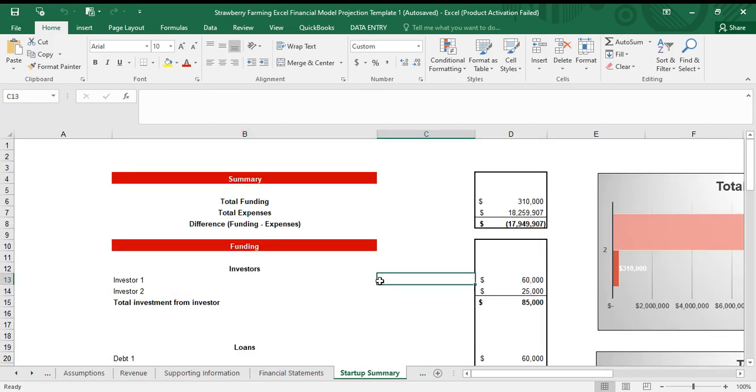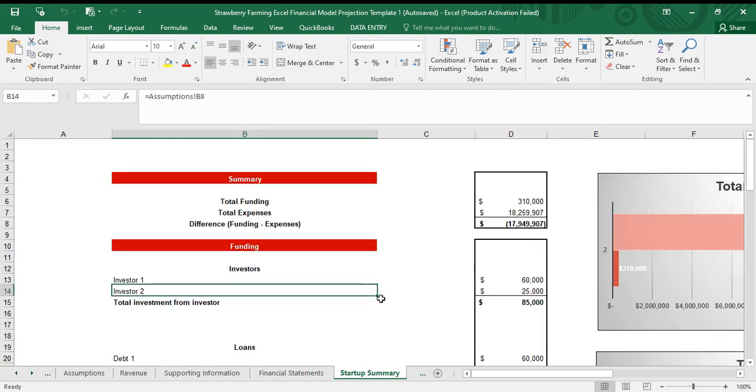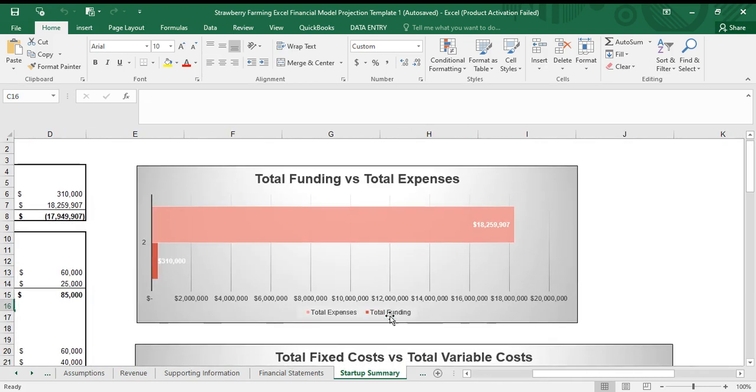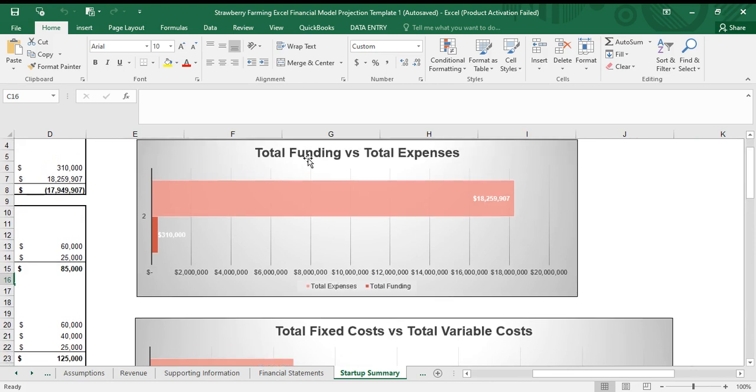Startup summary. The startup summary shows the initial year funding and the initial year expenses of the business. Here the graph shows how the total funding is different from total expenses for the first year of the business.